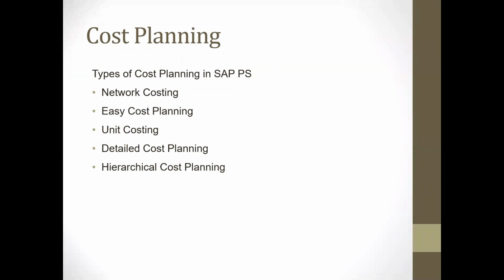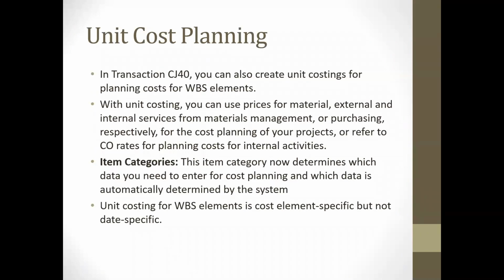In PS, we plan the cost by using these methods: network costing, easy cost planning, unit costing, detailed cost planning, and hierarchical cost planning. So first we'll discuss unit cost planning. Basically in the same transaction, CJ40 itself, we can plan the cost by using unit costing.